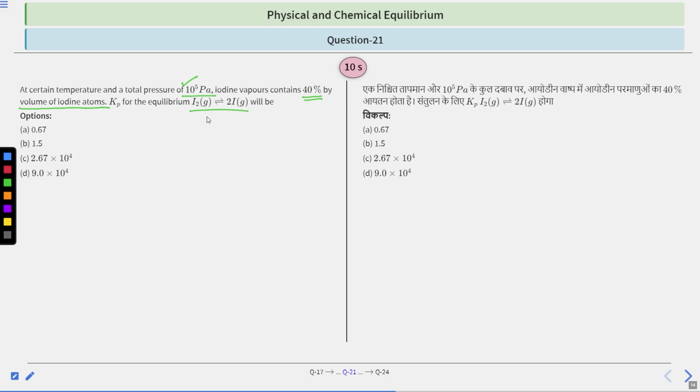So this is the conversion. I2 is giving 2I atoms, right? The I2 molecule is converting to 2I atoms, and we have to find out the Kp for this equilibrium. Options are 0.67, 1.5, 2.67 into 10 to the power 4, or 9 into 10 to the power 4. And hence, we have to find out the correct answer. So you have 10 seconds to solve this question. After that, we will see the answer.